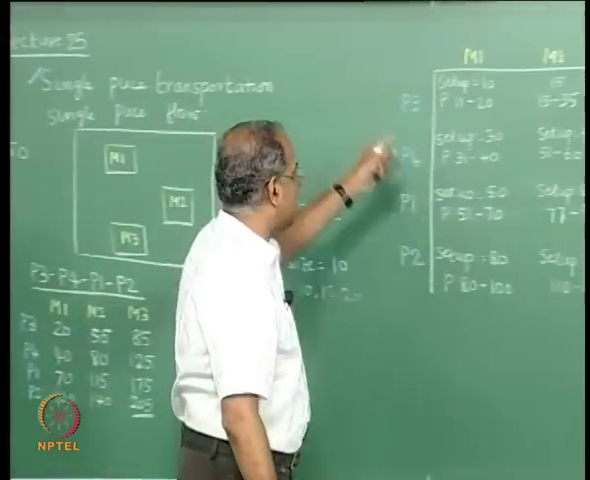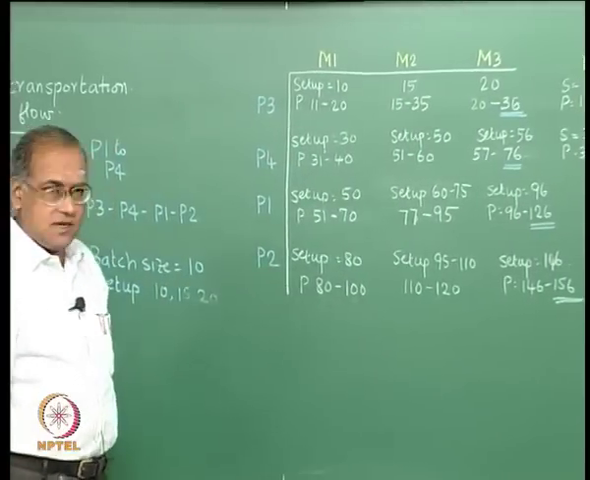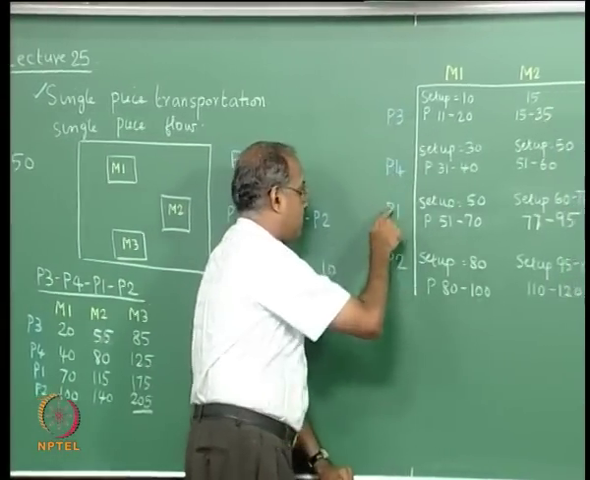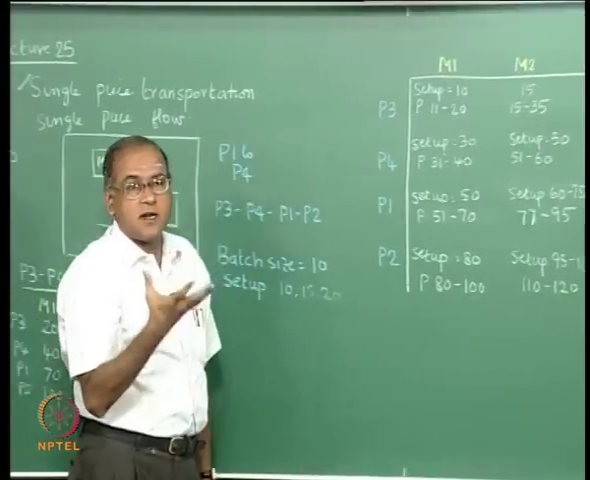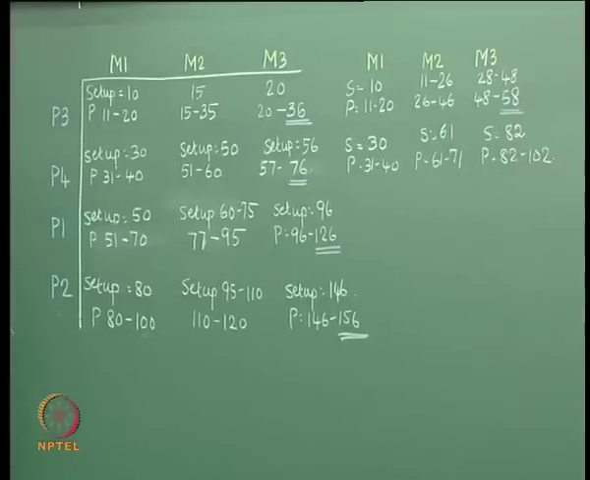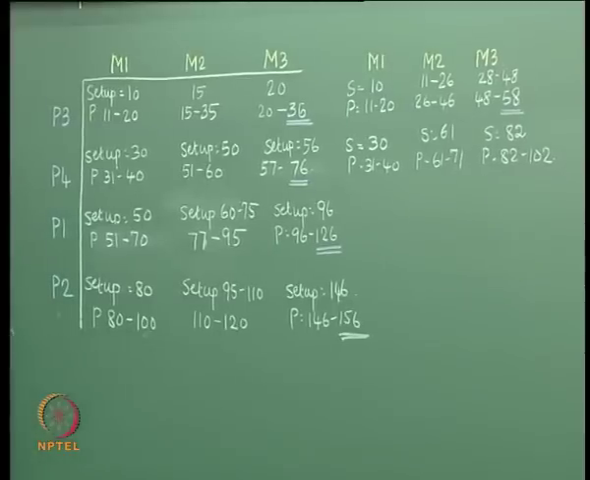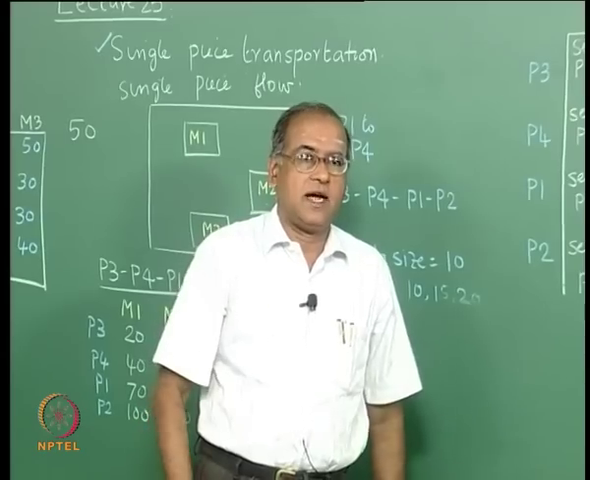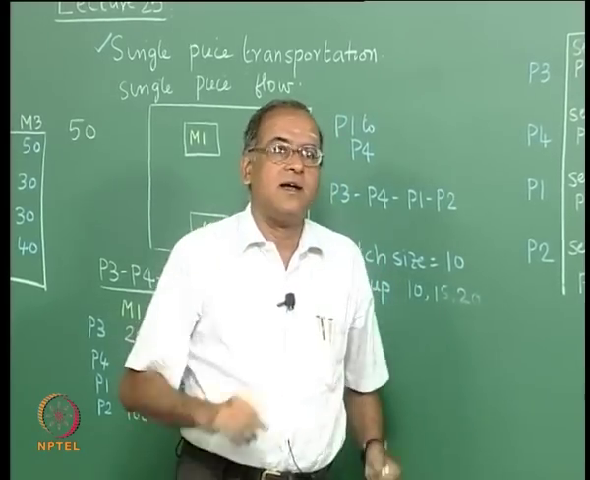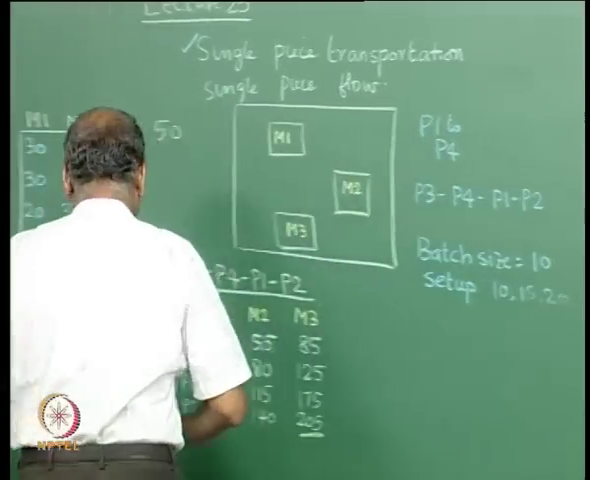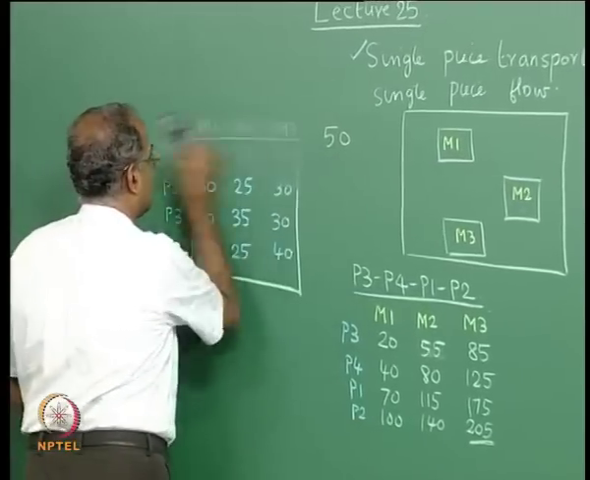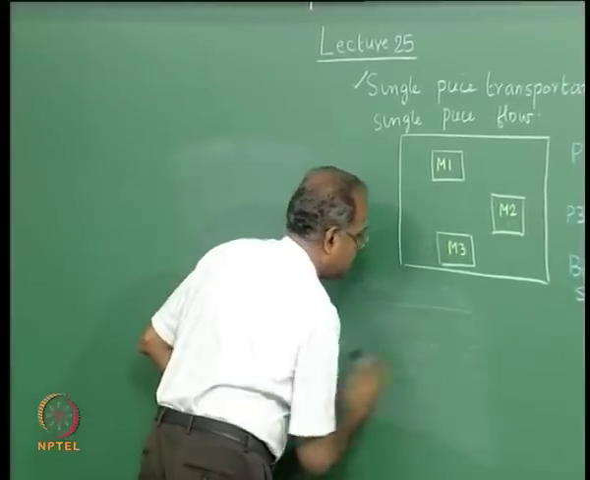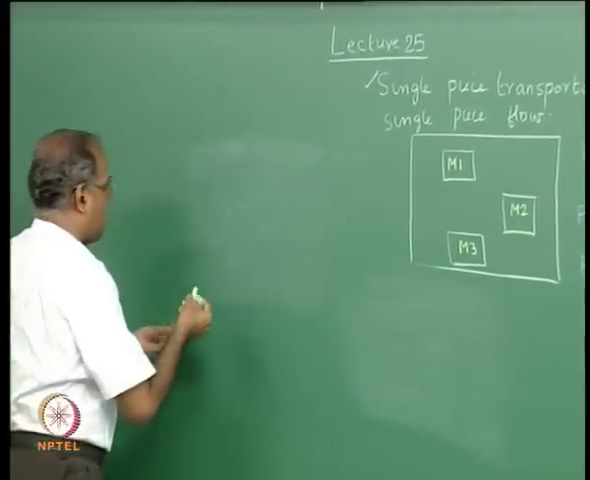But we could do one more thing here. What we could do is, here we said when we produce P3, P4, P1, P2, the production batch size was 10, transportation batch size was 1. Now suppose we have a production batch size of 5 and transportation batch size of 1, let us see what happens. So let us do that somewhere here with production batch size of 5 and transportation batch size of 1.